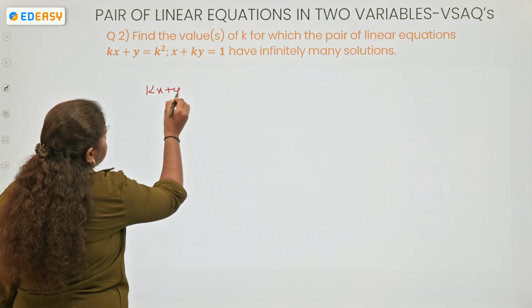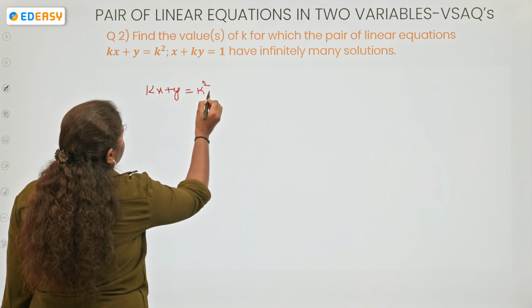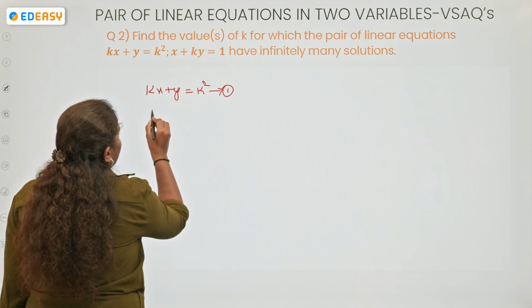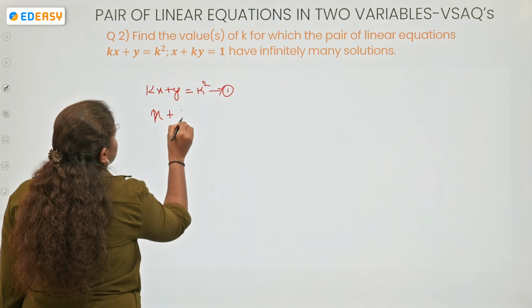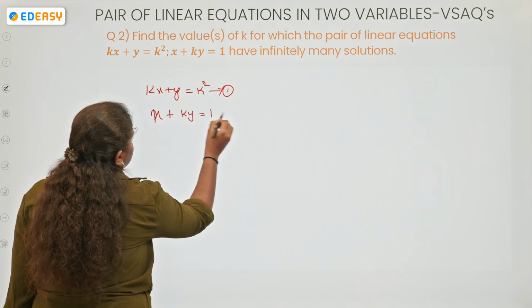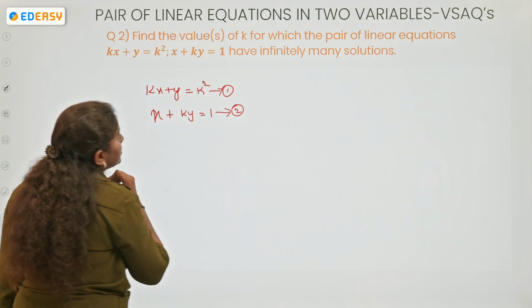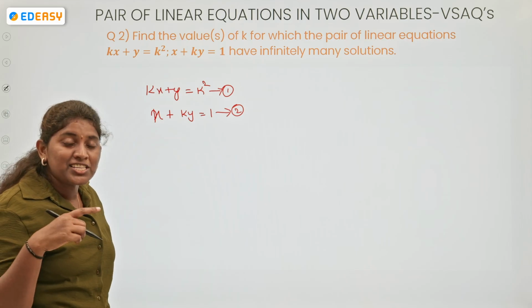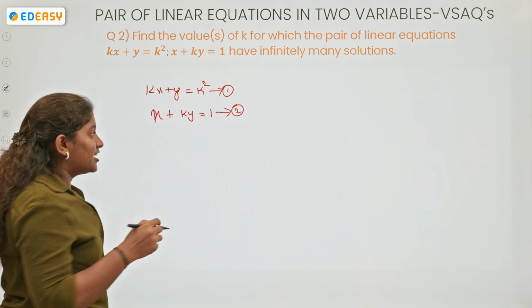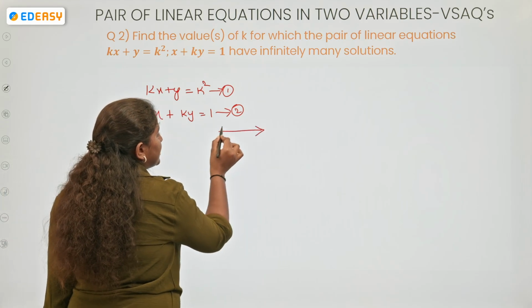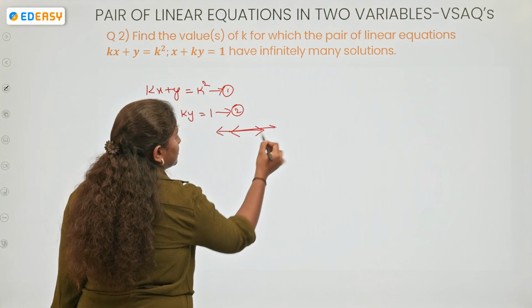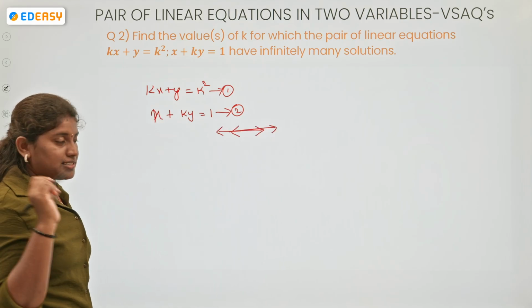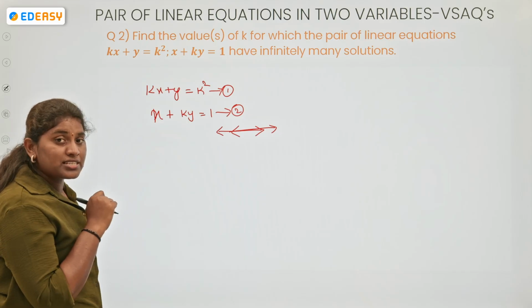They gave kx plus y equals k square, which is your equation 1, and x plus ky equals 1. That is your second equation. Have infinitely many solutions. Infinitely many solutions means what type of lines? Those are coincident lines, right? Those are coincident lines. Now, what is the condition for coincident lines?